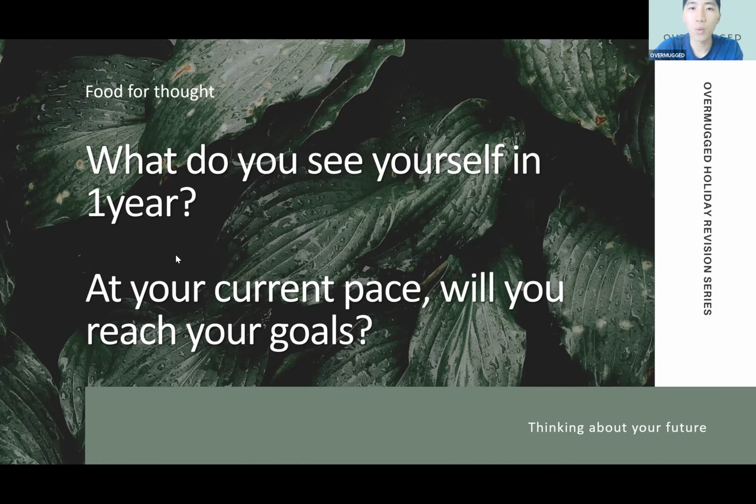If you're very far away, then what I need you to consider next is that if at your current pace it's quite unlikely for you to hit that goal, what needs to change? What do you need to do more? What do you need to do less of?